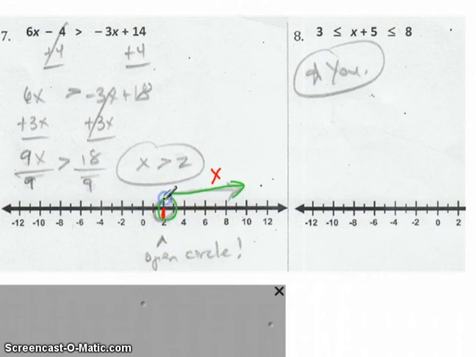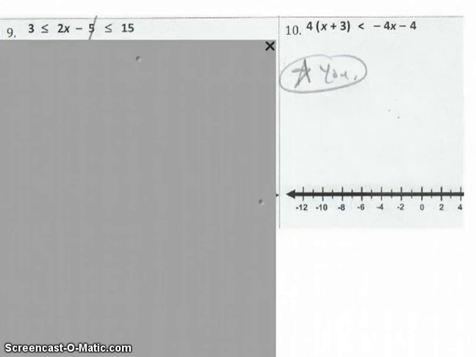And the last thing to notice, as I say down here, it's an open circle instead of a closed circle here because the arrow's not underlined. X is more than 2. It's not greater than or equal to 2. And that's the end of number 7. Go ahead and do number 8. We'll move on to the next question on the page.